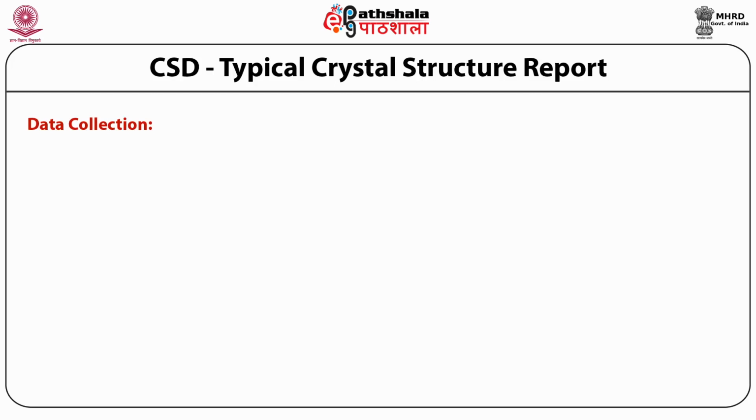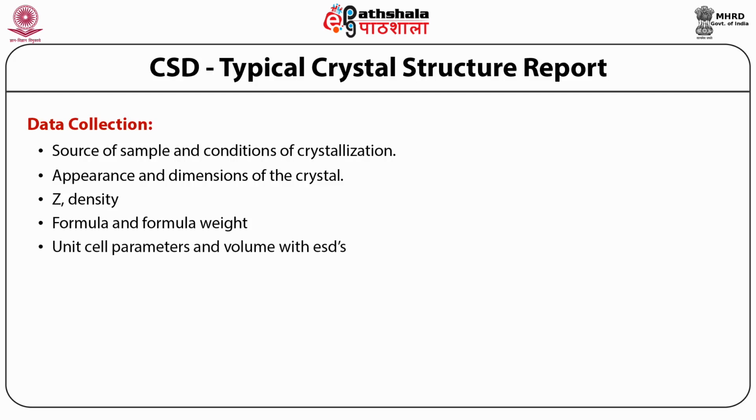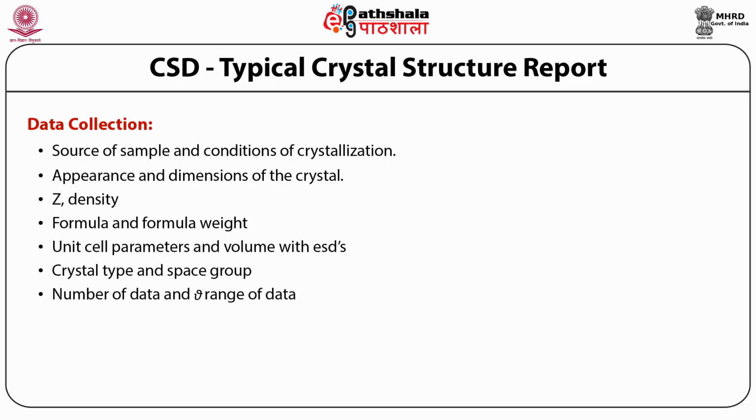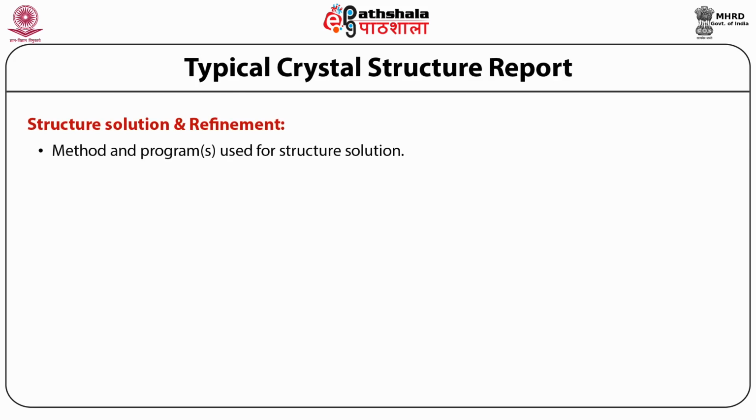Data collection: what is the source used for data collection? The source of the sample, and what are the conditions for crystallization? The appearance of the crystal, that is the color of the crystal, the dimensions of the crystal, the molecular weight and formula weight. What are the unit cell parameters? What is the crystal type and what space group does it belong to? One also has to give details about the absorption coefficient, what instrument has been used for data collection, at what temperature the data has been collected, and what methods were used for solving the structure and also for refining the models.